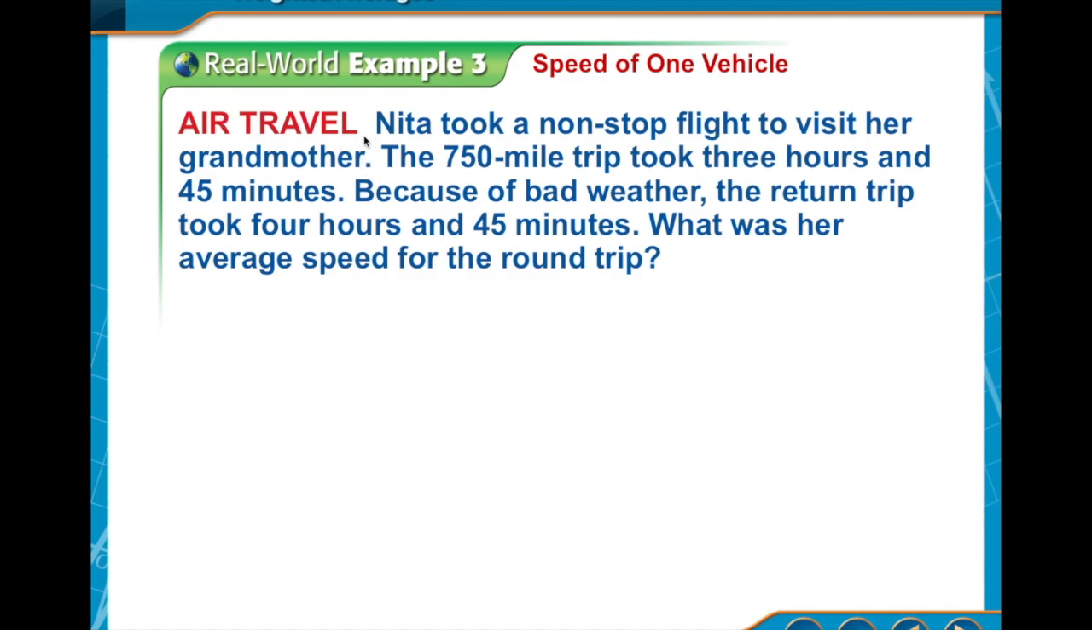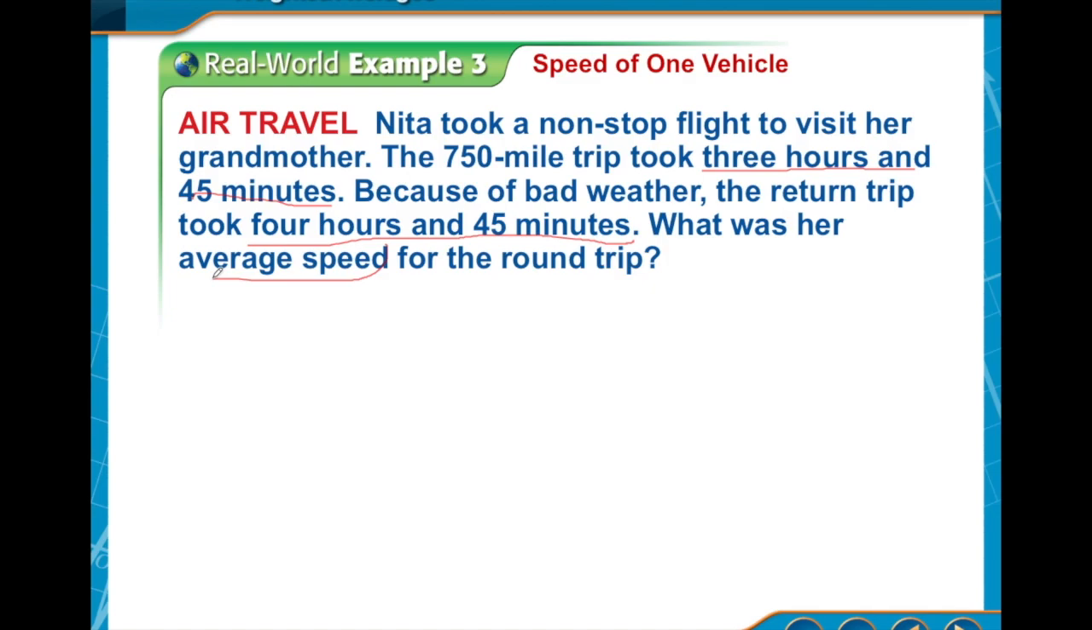We're talking about air travel. So the 750-mile trip took 3 hours and 45 minutes. Okay, so that time is going to be important. All right. Because of bad weather, the return trip took 4 hours and 45 minutes. Okay. What was her average speed for the round trip?